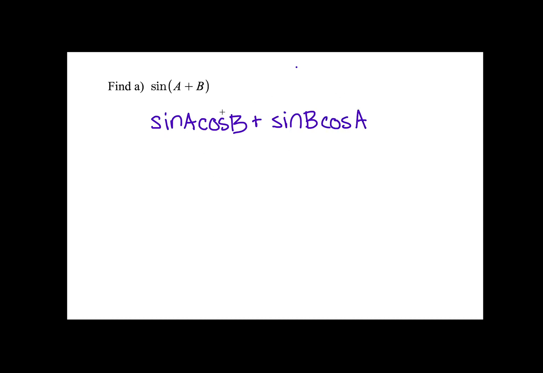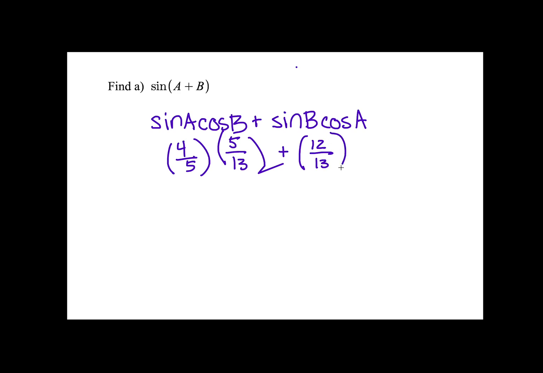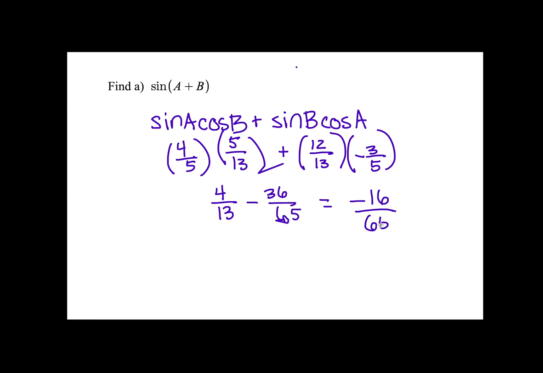So now, since I already have all my trig ratios for those triangles, I can simply plug them in. Sine of A was 4 over 5, and cosine of B is 5 over 13. The sine of B is 12 over 13, and the cosine of A is negative 3 over 5. So this will become 4 over 13 minus 36 over 65. And my final answer is negative 16 over 65.